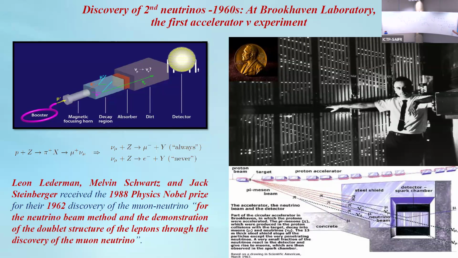But it was measured, and people are not seeing such processes as mu to e gamma. So then the two neutrino hypothesis comes. Why? Because if mu to e gamma does not happen, how can I suppress it? So then a new lepton number was introduced. So this neutrino and this neutrino are not the same in terms of lepton number.